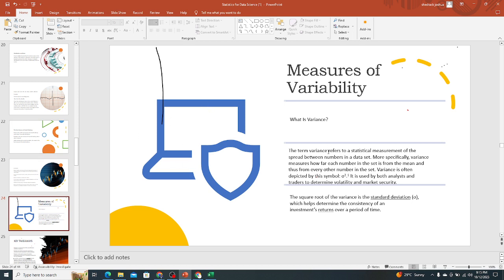Let's go to the second measure, that is measures of variability. Now, here we are talking about variance and standard deviation.